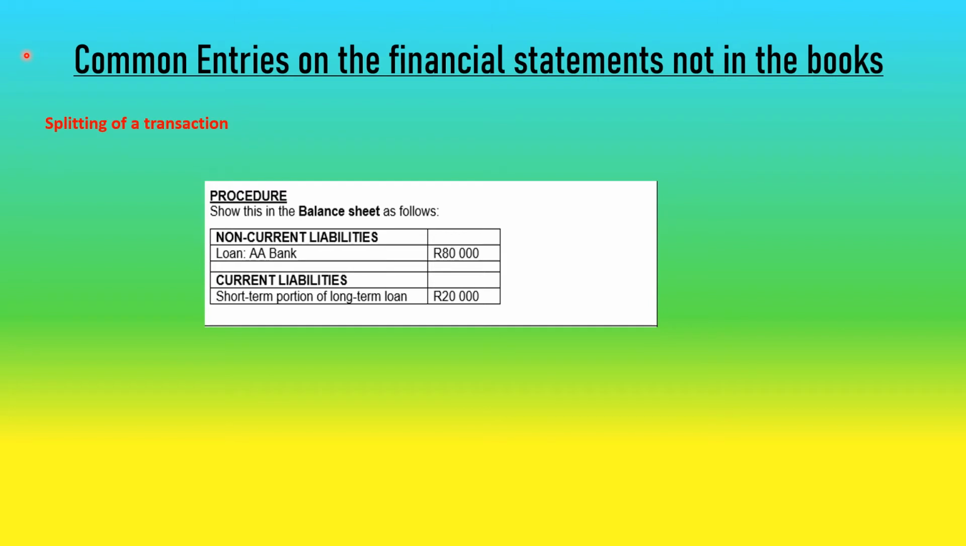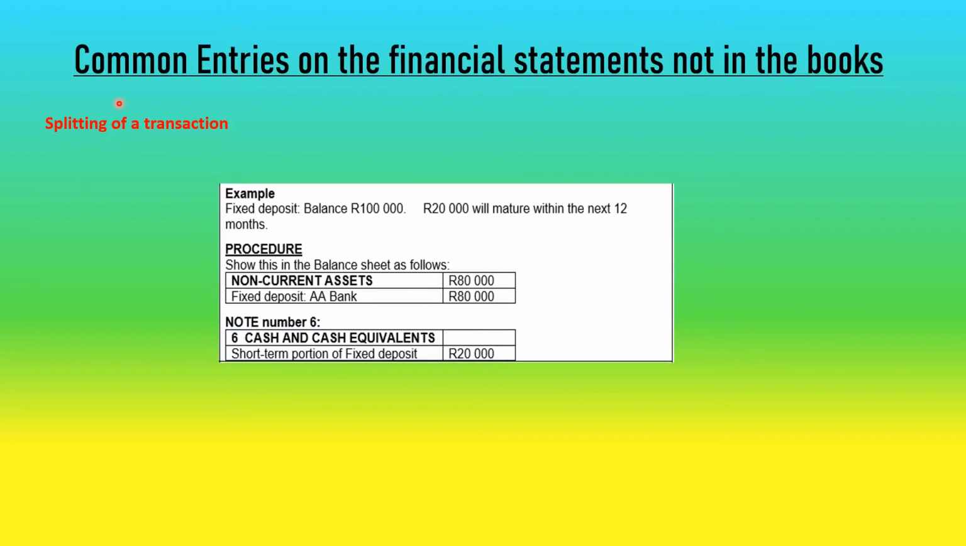Another common example of entries on the financial statement and not in the books is the long-term loan. A long-term loan means it will be repaid after 12 months. If the adjustment tells you that a part of the long-term loan will be paid within the next 12 months, that must be the part that you subtract from the long-term loan and show separately as a short-term loan. So for example, the long-term loan has a balance of 100,000, and 20,000 will be repaid within the next 12 months. You need to split the 100,000 into 20,000 and 80,000, with 80,000 being your non-current and 20,000 being your current.